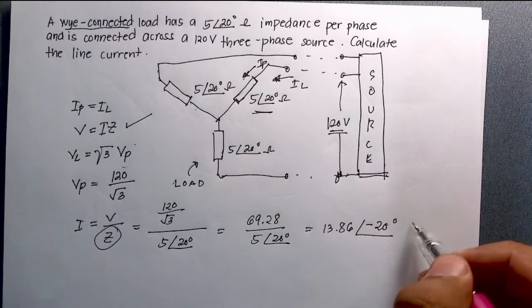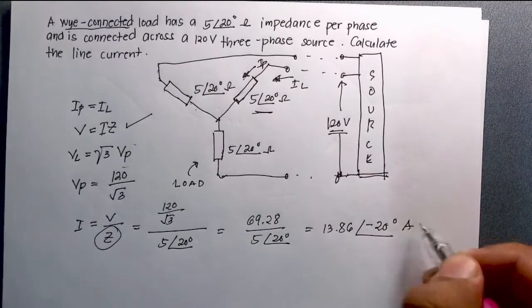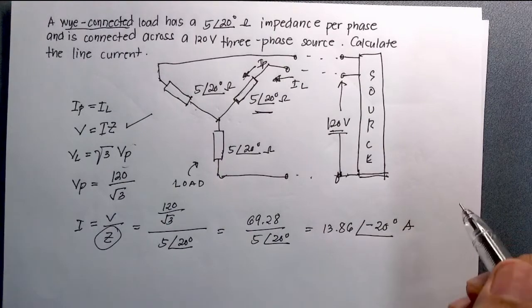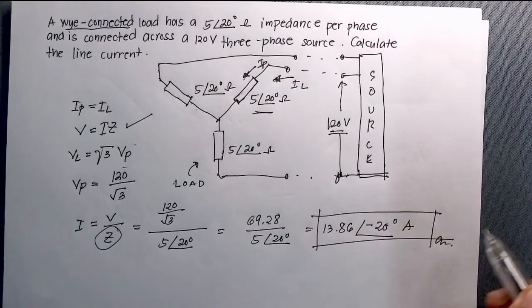13.86 ampere. So again, we already solved for the line current.